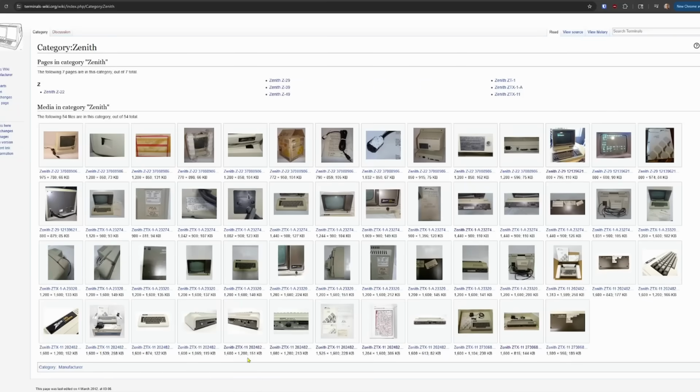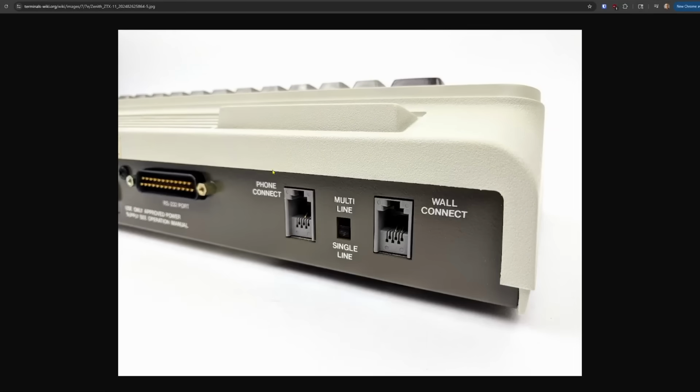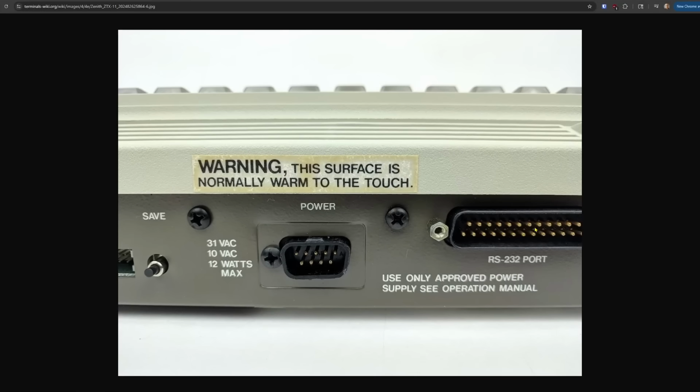While editing the video, I came across this terminalswiki.org page that has a bunch of pictures of the ZT-1. Just like I thought, this is the ZT-11 with the serial port, RS-232, and the modem. And we can pretty much tell by looking at these two photos that the modem board has the serial port on it. It's kind of what I theorized.